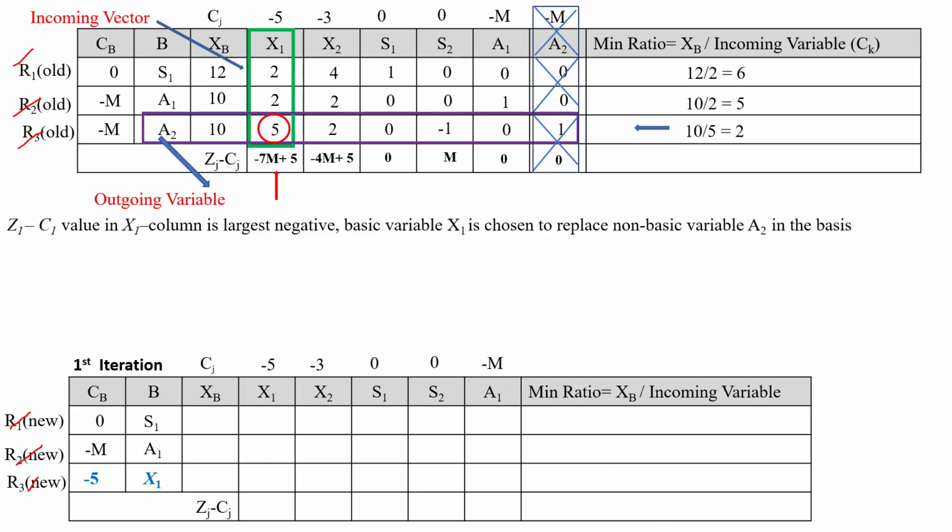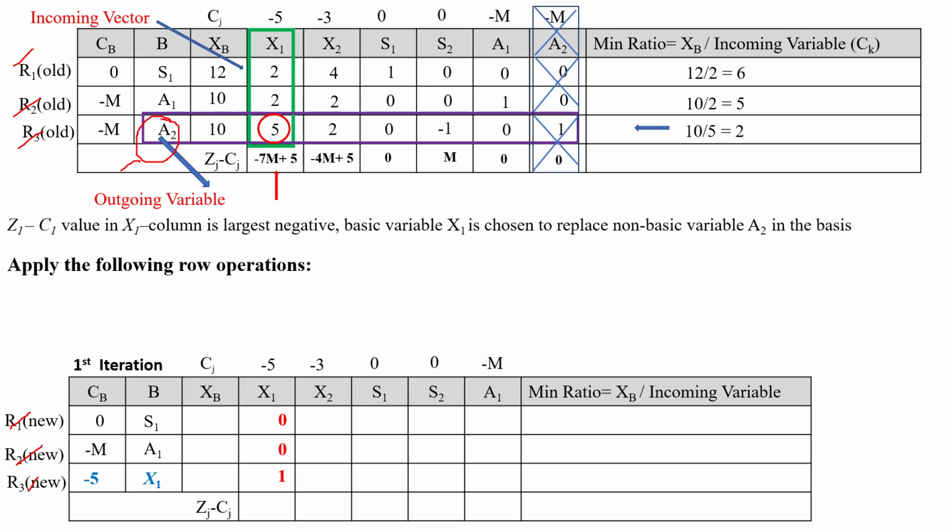So now we have to replace the X1 to the A2. So in the basis we have to write down the X1. So basis variables become the S1, A1, X1 and its CB values are the 0, minus M, minus 5. So next we have to apply the following row operations for the new simplex table. Remember, before applying the row operations, in the key column, except the key element, remaining elements should be the 0 and key elements should be 1.